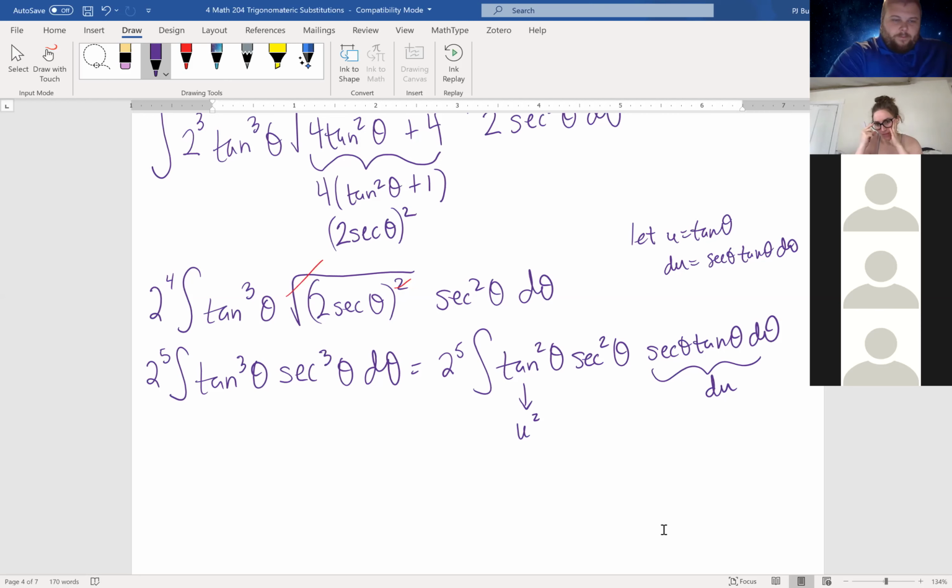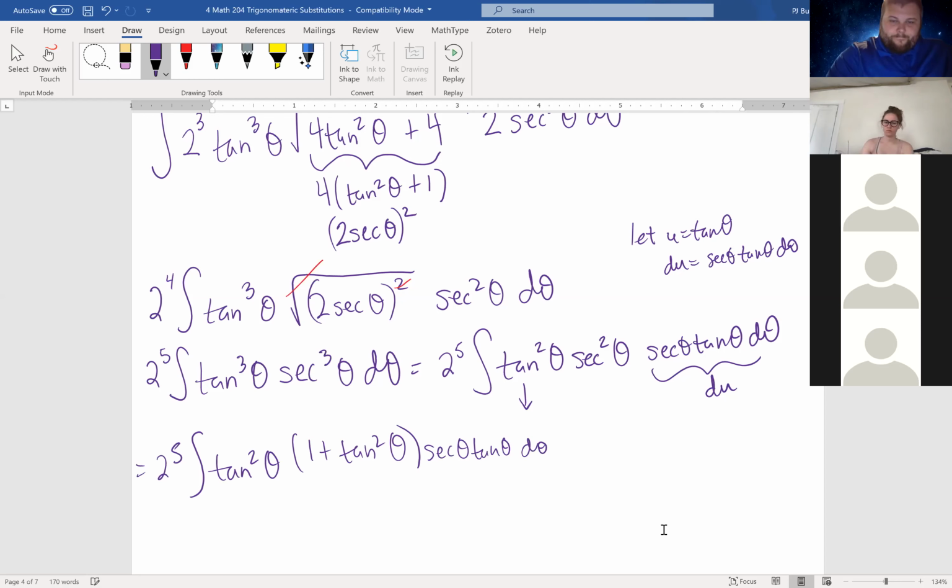Okay. So this is 2 to the 5th. I have tan squared times secant squared, which is 1 plus tan squared. All right. So again, this is now going to become u squared times 1 plus u squared du.